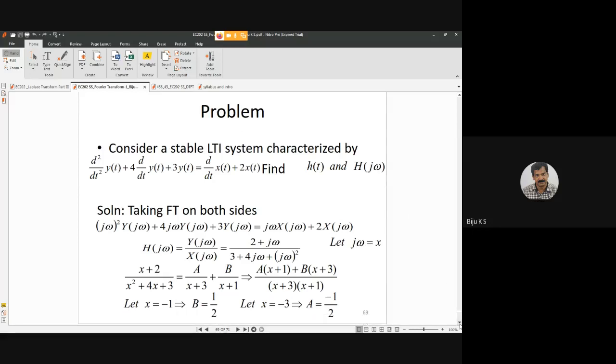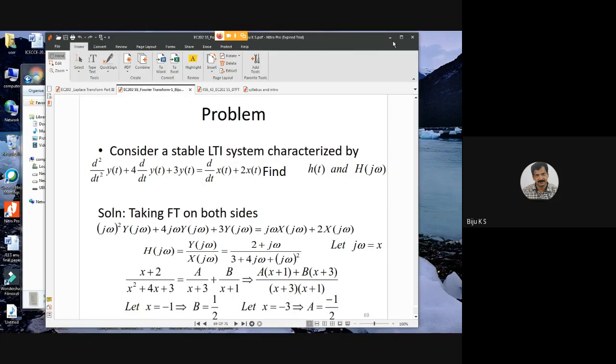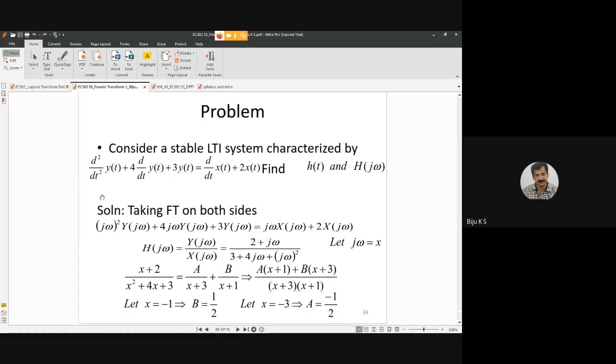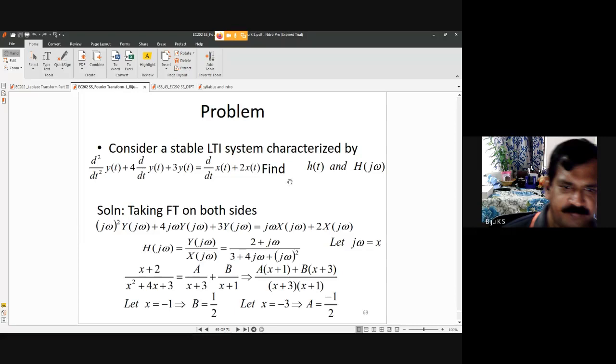Okay. Same problem. You can take this one. Consider a stable LTI system characterized by d square by dt square of y(t) plus 4 into d by dt of y(t) plus 3 y(t), which is equal to d by dt of x(t) plus 2 into x(t).